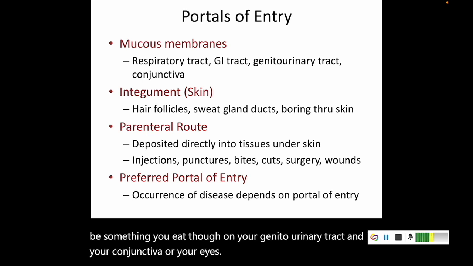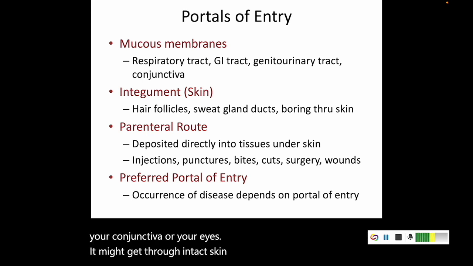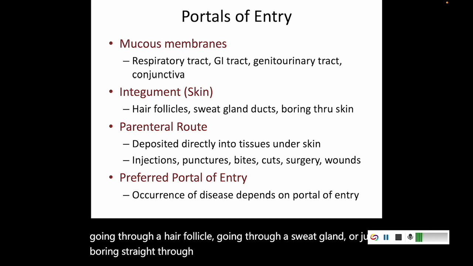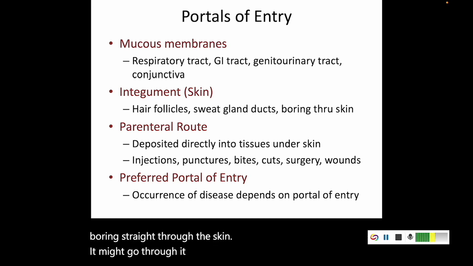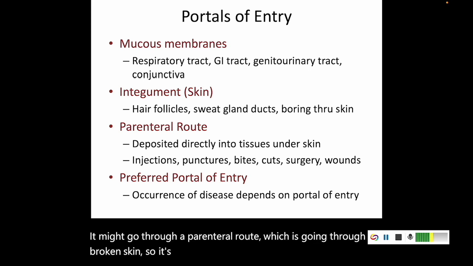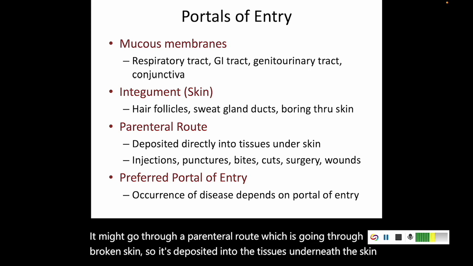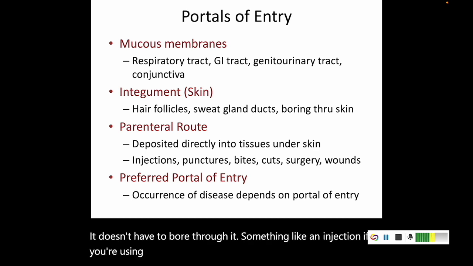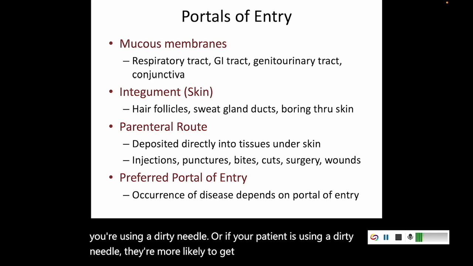It might get through intact skin. So integument, or skin, would be going through a hair follicle, going through a sweat gland, or just boring straight through the skin. It might go through a parenteral route, which is going through broken skin. So it's deposited into the tissues underneath the skin. It doesn't have to bore through it. Something like an injection, if you're using a dirty needle, or if your patient is using a dirty needle, they're more likely to get a disease. Punctures or bites, cuts, wounds, and surgery.